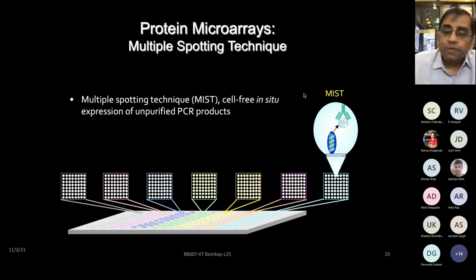So if you have the polymerase chain reaction and purified PCR product, can we directly print that? On top of that, we add the cell-free system, which is in vitro transcription translation mix, and then express the protein directly on the chip. This one technology is known as MIST, or multiple spotting technique.